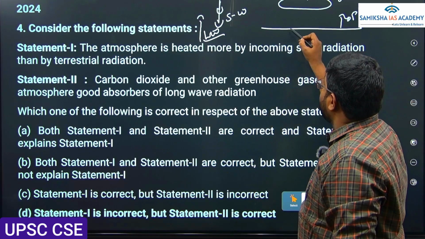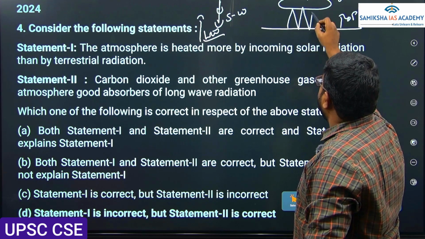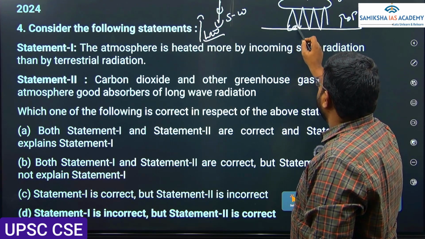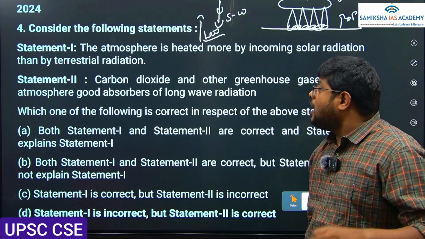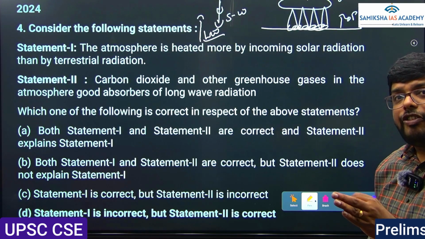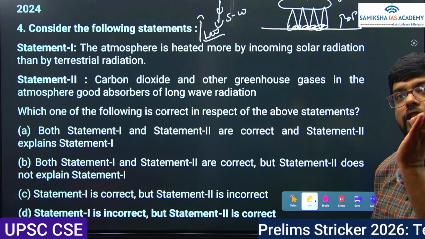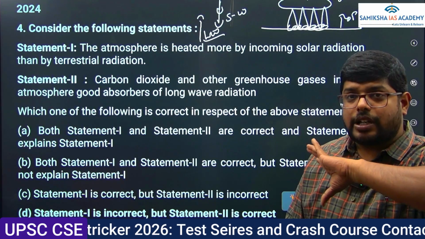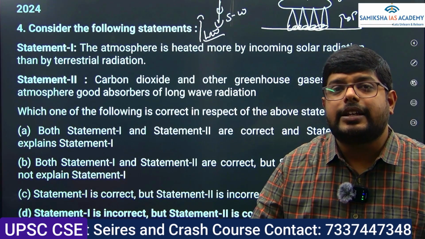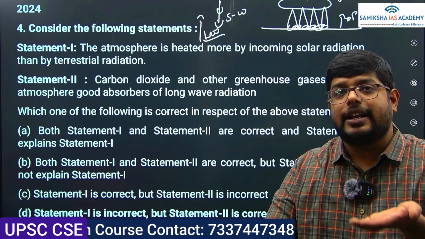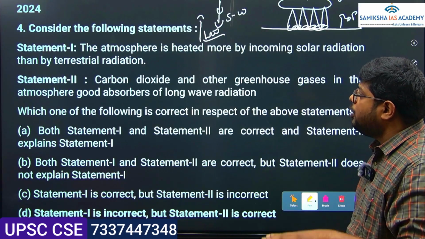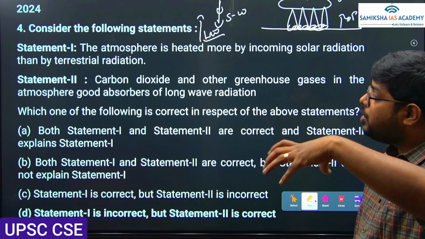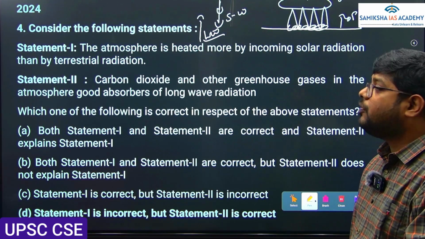So what happens? Whatever terrestrial radiation there is, it falls back again. As it falls back again, it is heating. So the atmosphere is heated because of terrestrial radiation, not incoming solar. Incoming solar radiation does not heat the earth. The earth is heated by the outgoing terrestrial radiation. This is called global warming. In our classes, we'll be discussing this in more depth. Very important for the examination.